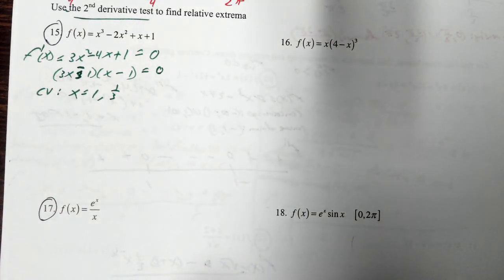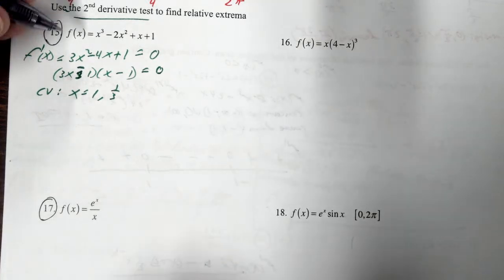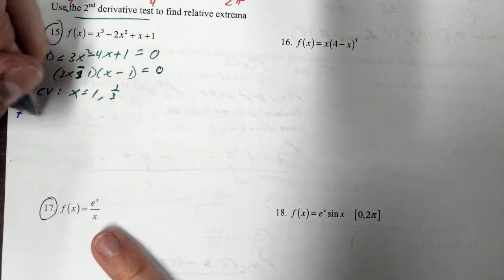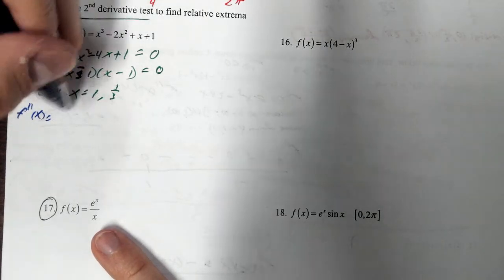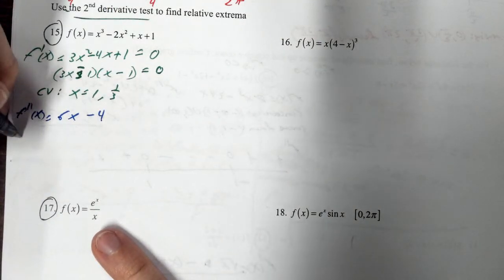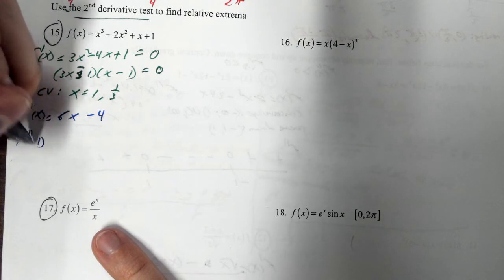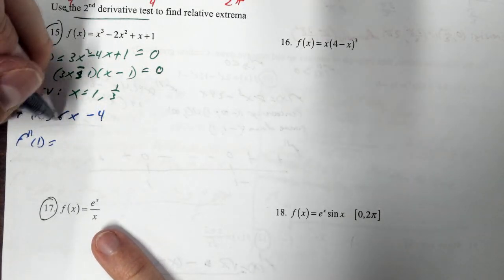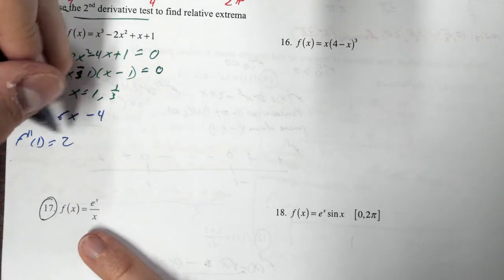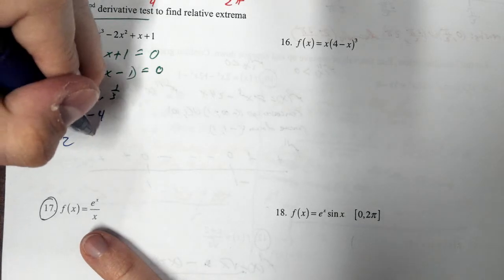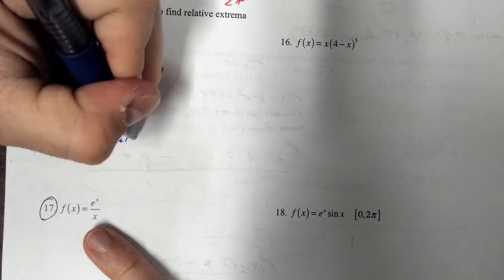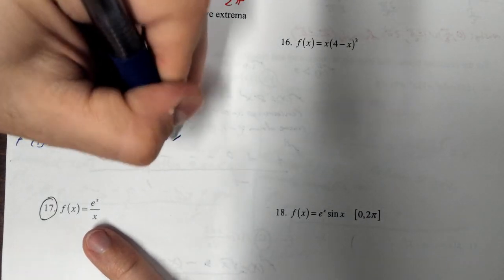Okay. Next, we take our critical values and we plug them into the second derivative. So we don't have to do a number line. Our second derivative is going to be 6x minus 4. So f double prime of 1: 6 times 1 minus 4 is a positive 2. So, since f double prime is positive, that means we're concave up, so it must have been a minimum. So we have a relative min at x equals 1.